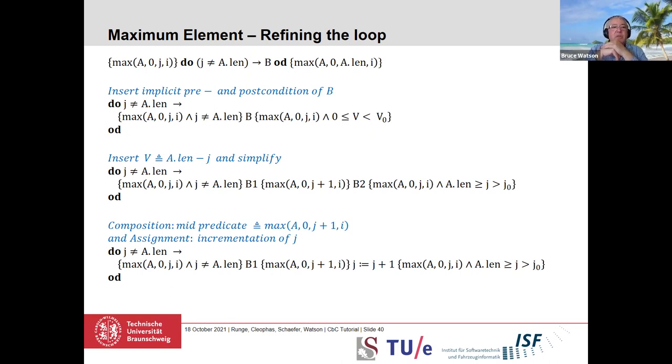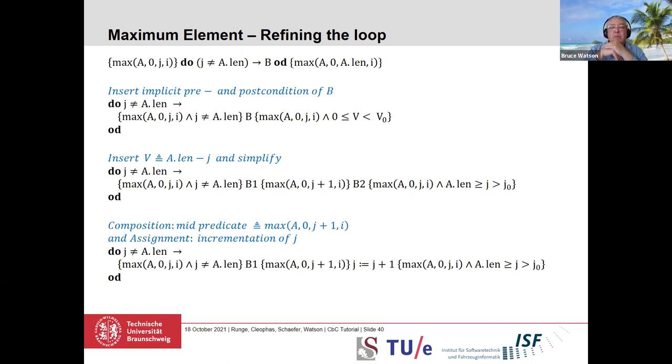But the first thing that we can do is push the invariant in front of B, which is the body of the loop. So that's why we chose the letter B. And that's then the precondition for B. And there's another conjunct for that precondition, and that is the guard. So J not equal to A dot len. And we know that that must be true. Otherwise, we wouldn't be executing the body of the loop.